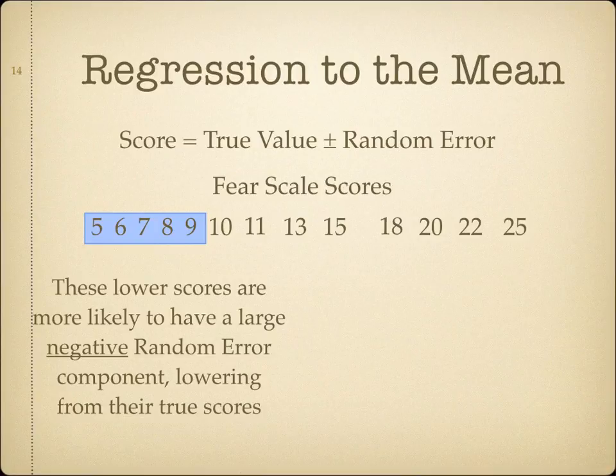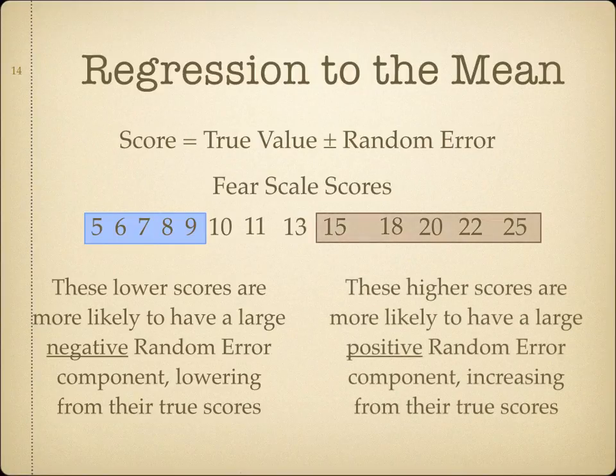Some of them could be true scores. That is, that person that measured a 7 could really have a 7. They had no error in their measurement. And the 8 could maybe only have 1 point in measurement. But more likely than middle scores, the extremely low and the extremely high scores have a contribution from random error. The high scores similarly are more likely to have a large positive random error component, which increases them from their true scores.